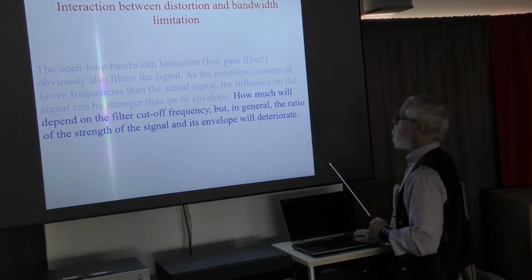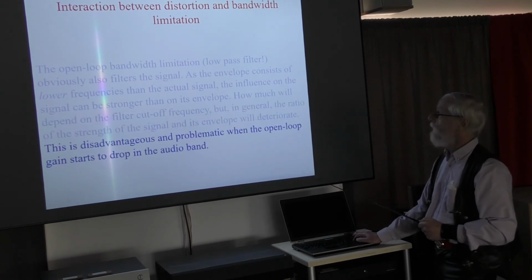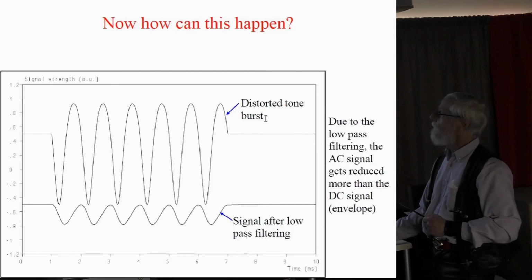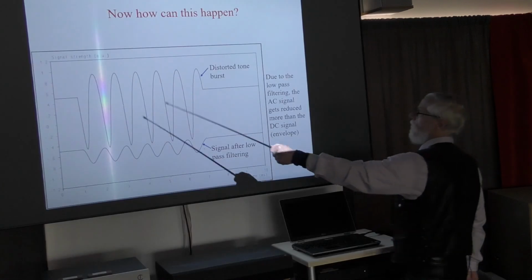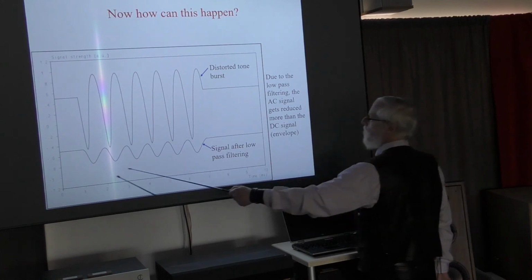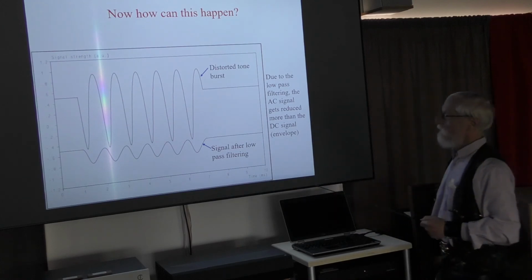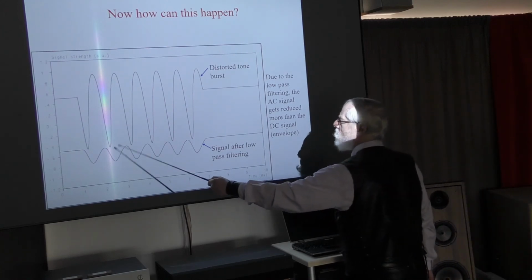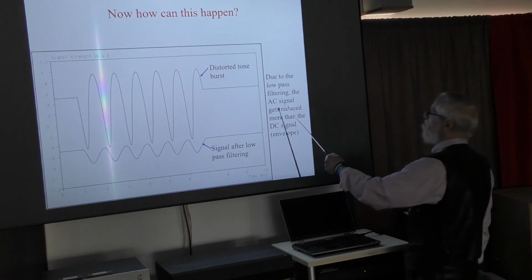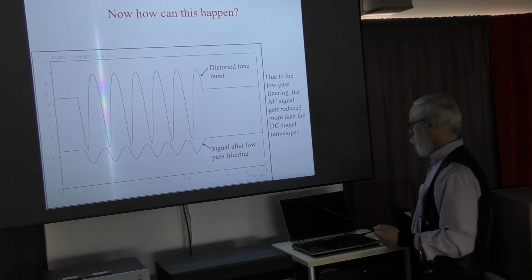How much, of course, depends on the filter corner frequency, but in general, the ratio between the signal and its envelope will deteriorate. And when the open loop gain starts to drop in the audio band, this could be very disadvantageous. You can see it here. This is again the upper half, the same as before, but now we have the filtered output. So this is the filtered output plus the envelope. And you see it is actually no longer an AC signal. It has a very strong DC component, which is in the same order of magnitude as the AC component from the tone burst. Because the AC signal gets reduced more by the filter than the low frequency envelope.